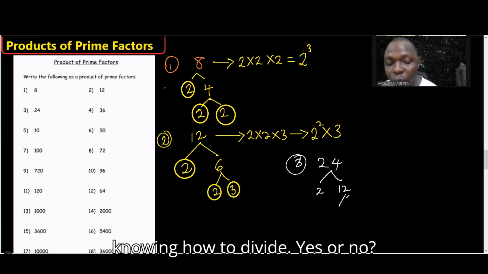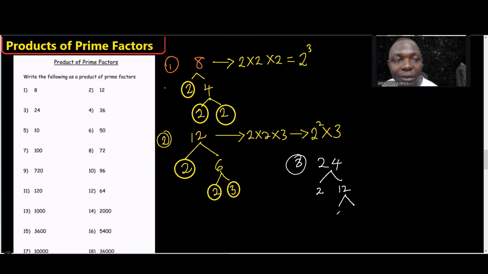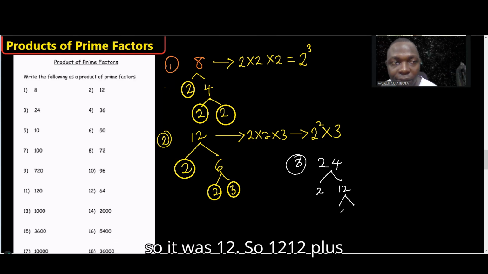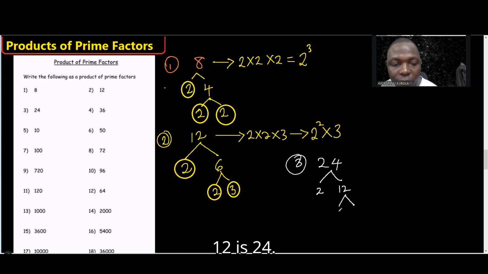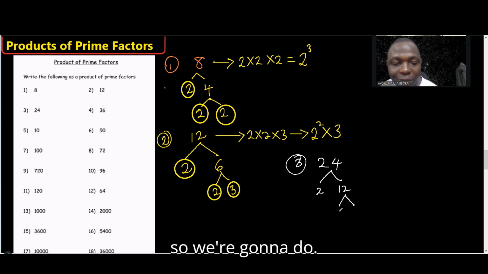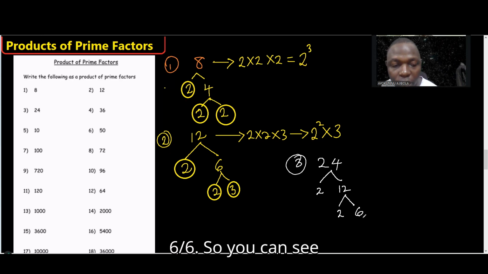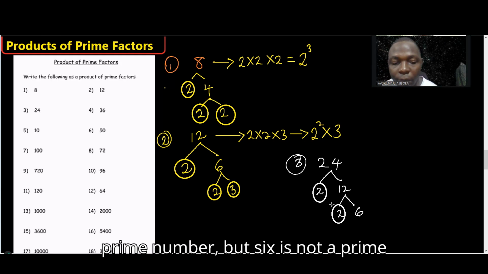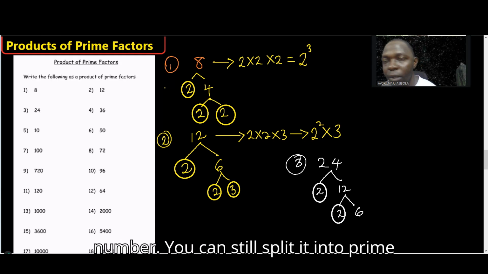You know the importance of knowing how to divide, yes or no? Yes. So what's the next thing? So it was 12, 2 times 12 is 24. So we take the 2 again and bring down 2 again times 6. You can see that this is a prime number, but 6 is not a prime number. You can still split it into prime numbers.